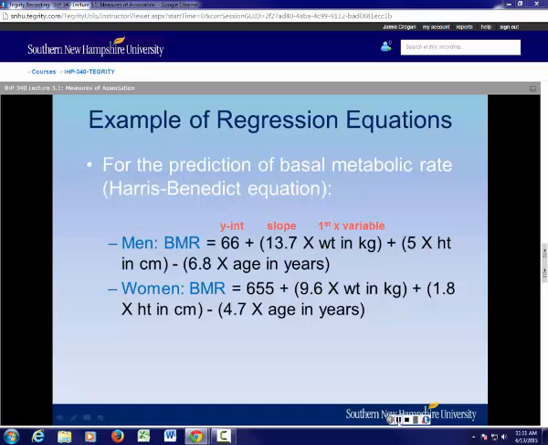And so people were looking for an easy way to replace that measurement. And they found that weight, height, and age together predicted basal metabolic rate pretty well. And so those three X variables related to the Y pretty strongly. And those three could be used to replace the direct measurement of basal metabolic rate.